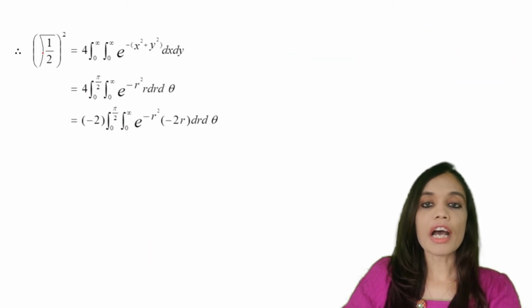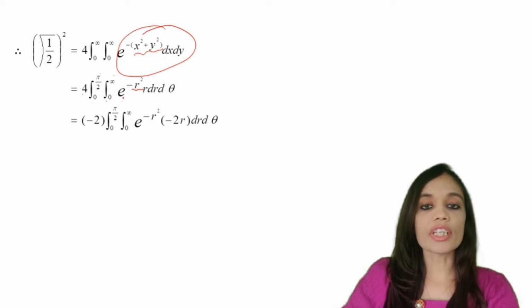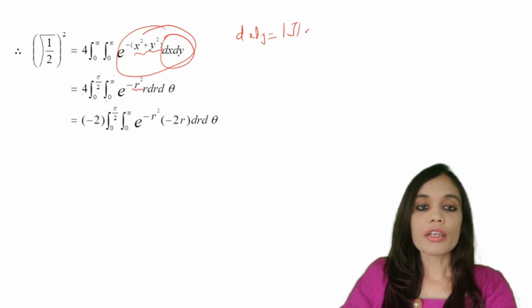So now, gamma half whole square is what? 4 times double integration 0 to infinity e raised to minus (x square plus y square) dx dy, right? So now we will put our new limits and convert all these terms into polar form. It will be equal to 4 times double integration from 0 to pi by 2, 0 to infinity, and x square plus y square is what? r square. So e raised to minus r square, and in polar form dx dy will be equal to mod j dr d theta, but always in polar coordinates.